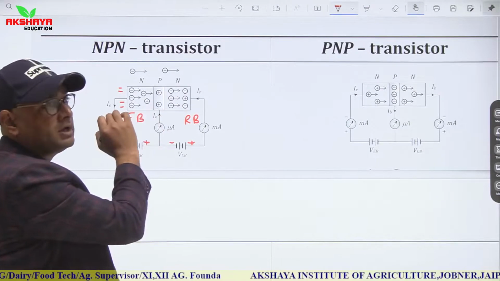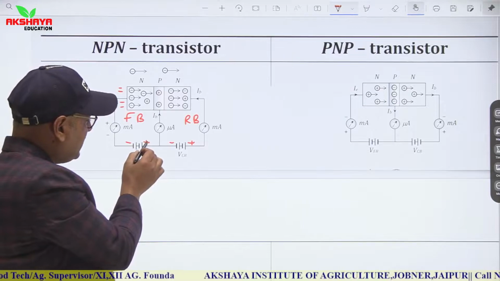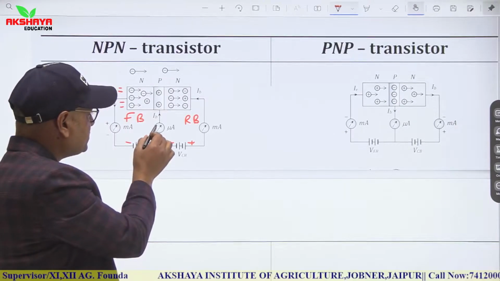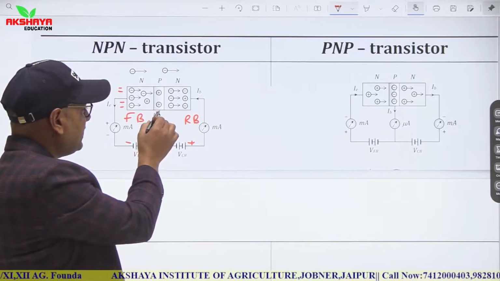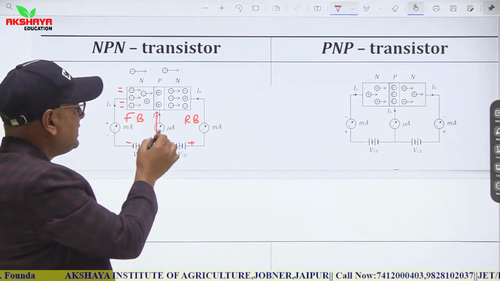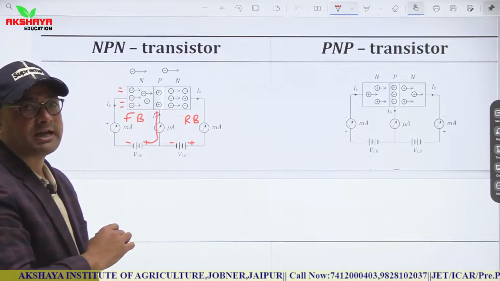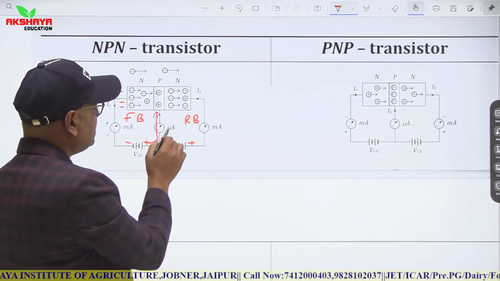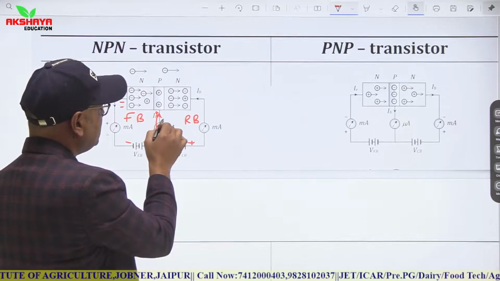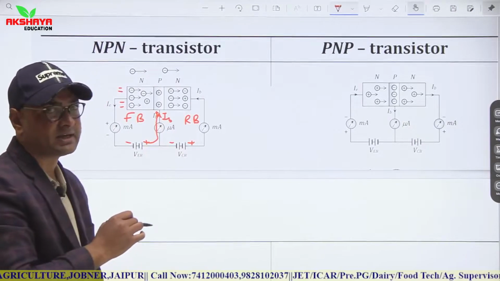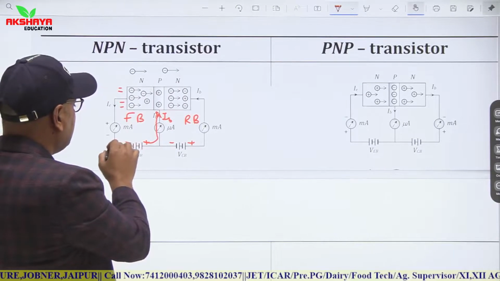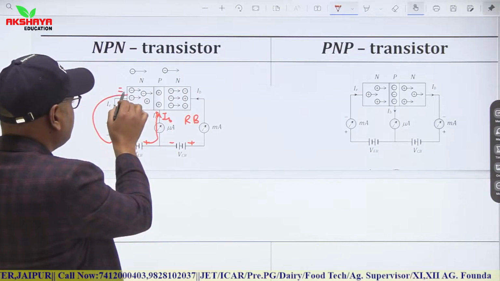So due to deficiency of positive charge, a positive charge travels from the terminal of the cell and a current is established from the cell to the P region, or the cell to the base region. This current is known as IB. So this current is IB. B means base current.